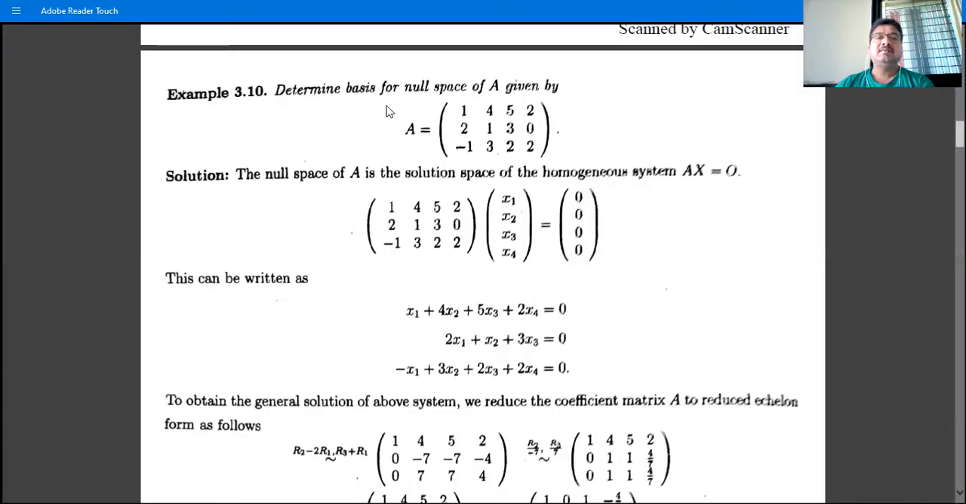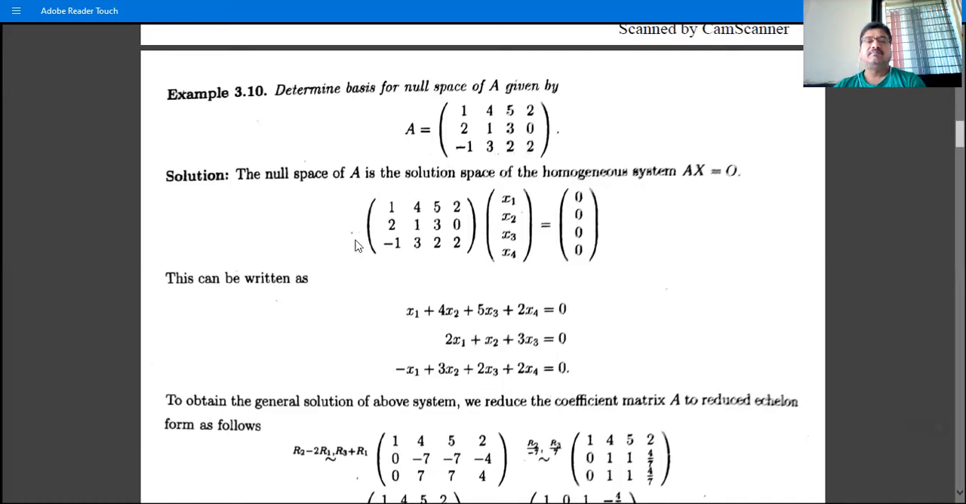Next example, determine a basis for the null space of A, given by this matrix A: 1 4 5 2, 2 1 3 0, minus 1 3 2 2. We have to find the basis for the null space of A. So the null space of A is the solution space of the homogeneous system Ax is equal to 0.